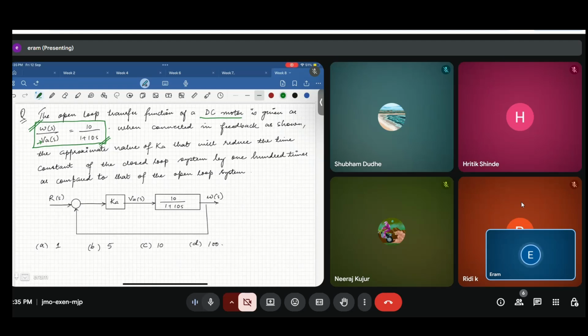It is connected in feedback, negative feedback we have. You have to approximate the value of gain Ka that will reduce the time constant of the closed loop system by 100 times as compared to that of the open loop system. So you have to first identify the time constant of the open loop system and the time constant of the closed loop system, and then reduce it by 100 times and calculate the value of Ka. Try this one.